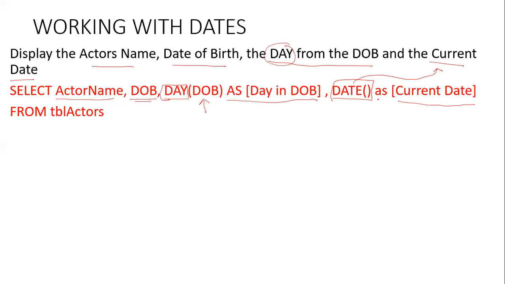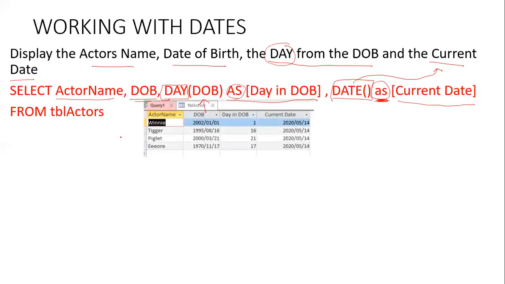Take note that the alias is not case sensitive. Writing the word as, whether it's caps or small letters, doesn't make any difference. And if I had to display that, this is the DOB field, and the calculated fields. You will notice that these are the days that are being extracted and displayed. And because I said I wanted the current date, it appears for each record.